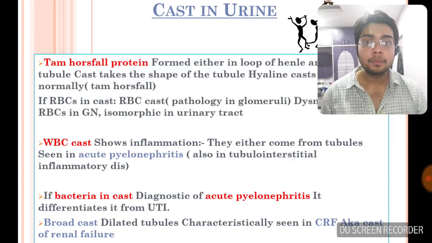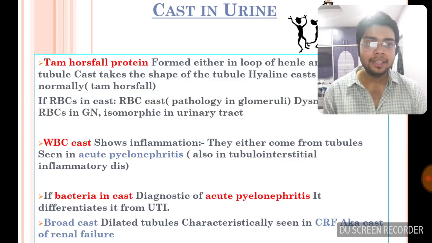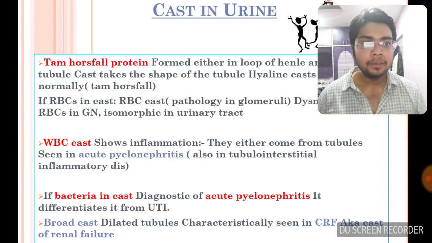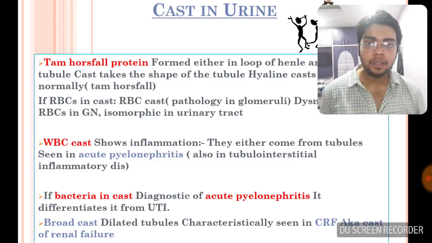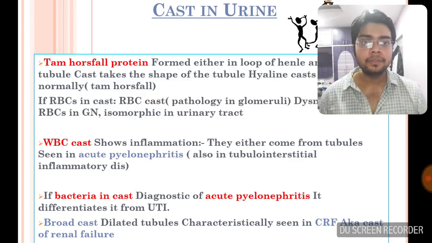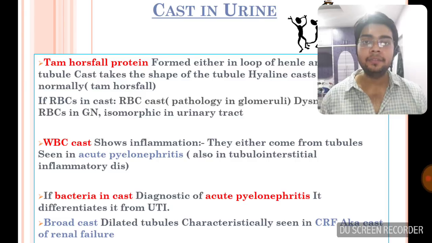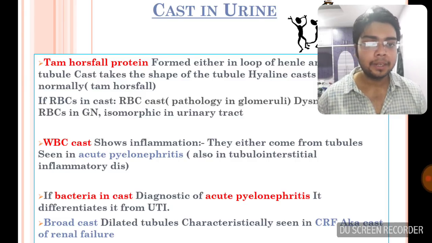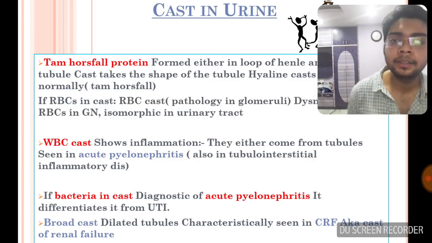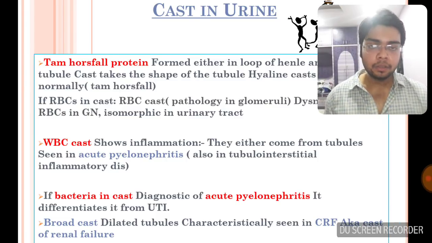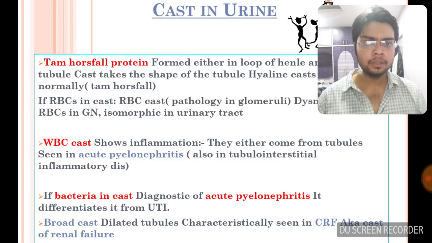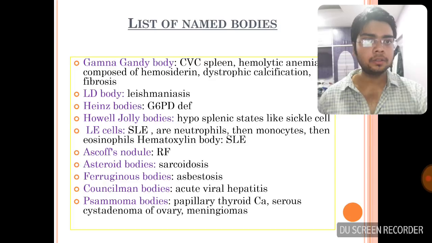Now WBC casts signify inflammation. They come from the tubules, as seen in acute pyelonephritis, also in tubulointerstitial inflammatory disease. If there is the presence of bacteria in these casts, this is diagnostic of acute pyelonephritis, and it is differentiated from UTI. Because of the presence of bacteria, we can make a diagnosis of acute pyelonephritis. Now what are broad casts? These are characteristically seen in chronic renal failure, also called casts of renal failure. So you must know about these casts, and these are important.